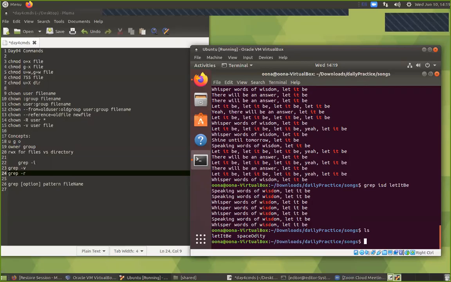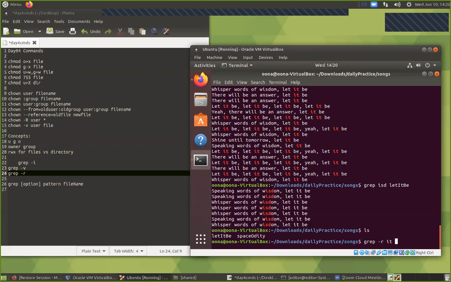This doesn't really make sense because there are only 2 songs, but let's say I had 10 songs in there and I want to see if the word it shows up throughout each of these songs. I'm going to use -R because it's going to look through the whole directory recursively for that word. So how do we do that? We're going to do grep -R it.